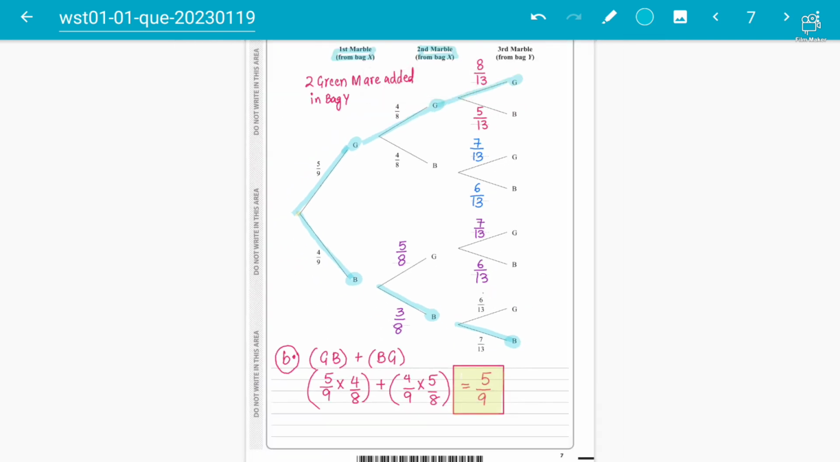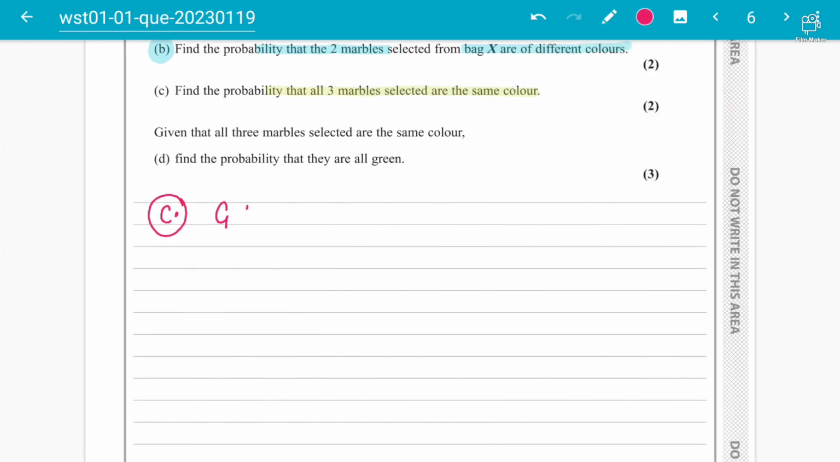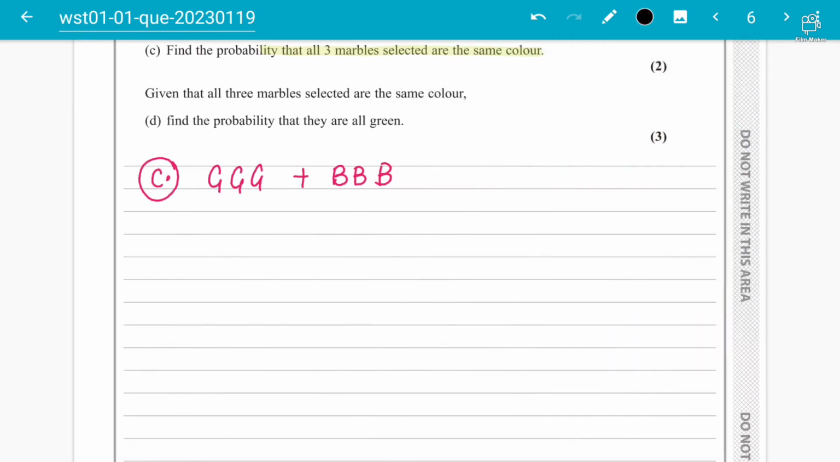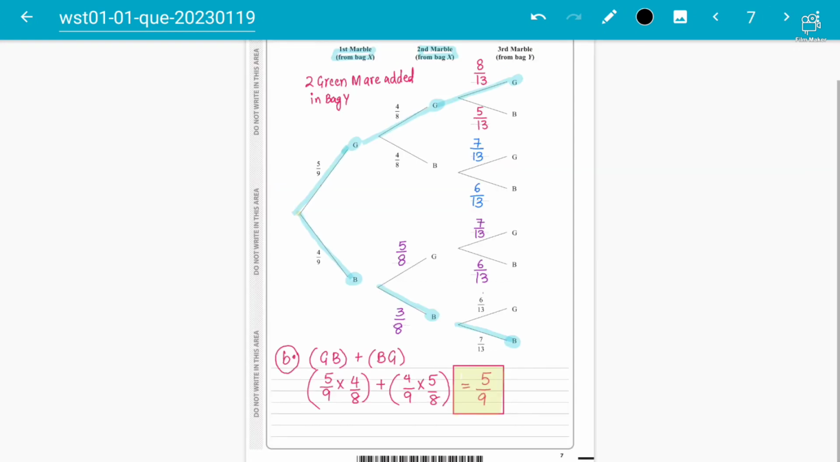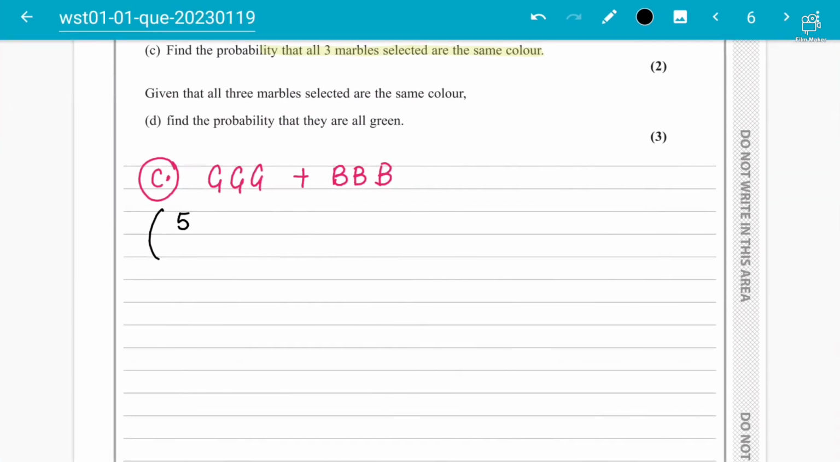So that's what you're going to write and your answer will be coming correct. So make sure first write it down that it can be green, green and green plus blue, blue and blue, okay? So let's just solve this and tell the examiner the correct answer. So it's going to be, sir, green into green into green. So 5/9 into 4/8 into the last one was 8/13.